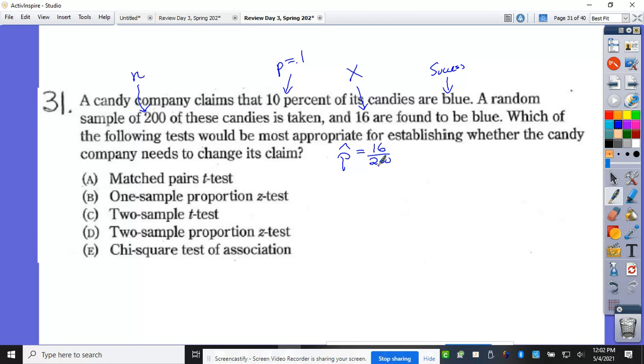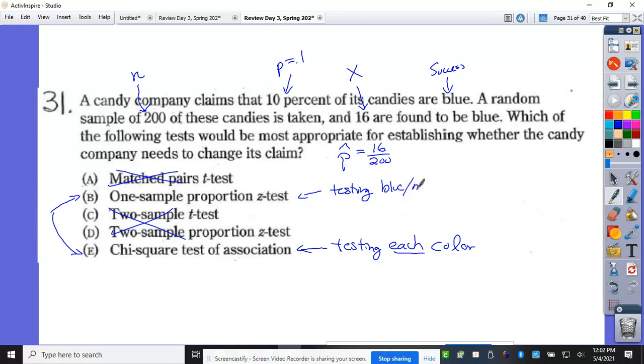Am I doing matched pairs? No. Is it just one sample or two samples? It's one sample. So it comes down to these two. This one means we are testing every color. This one, we are just testing blue or not blue. And which one is this problem talking about? And I think some people went, oh, we did chi-squared with candy, so it's probably that answer. And that is not the case.